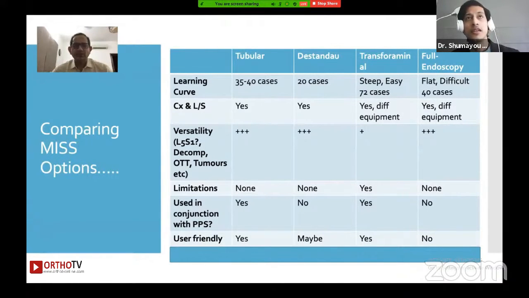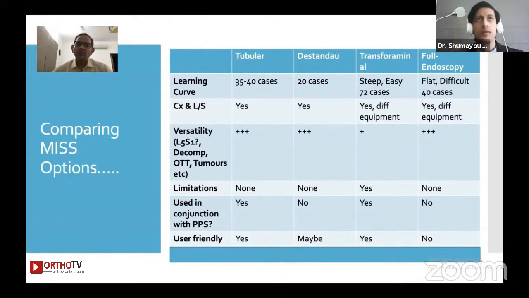Look at the versatility of these systems. Except the transforaminal system, all the three are able to undertake an L5-S1 surgery quite effectively. You can also do single level, multi level decompressions. You can do over the top decompressions with these systems, and you can also remove tumors as well. So, in effect, except the transforaminal system, there are no limitations with the other three systems.